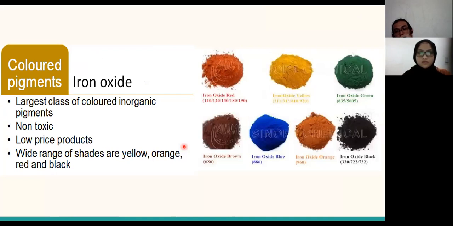Okay, the last one for the color pigments is iron oxide. It is the largest class of colored inorganic pigments. It is non-toxic, low price, and comes in a wide range of shades: yellow, orange, red, and black. So this is an example of the color iron oxide.